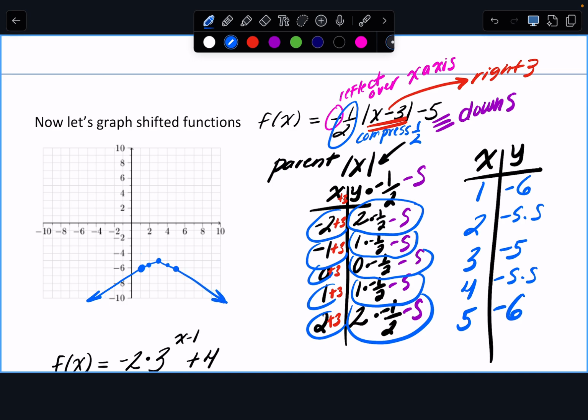A compression is like this. It's a vertical compression. So that looks about right because a normal V was like this. Do you guys see how it looks like compressed this way? Okay, cool. So really easy once you know the transformation thing.